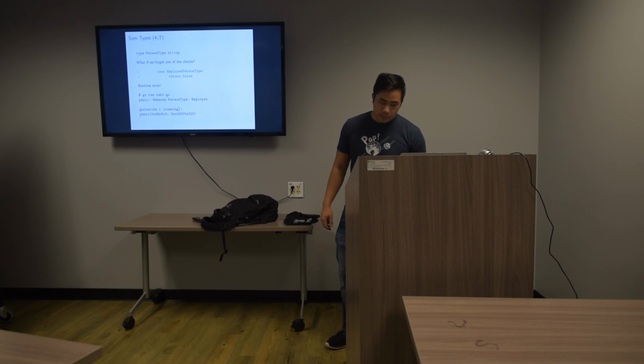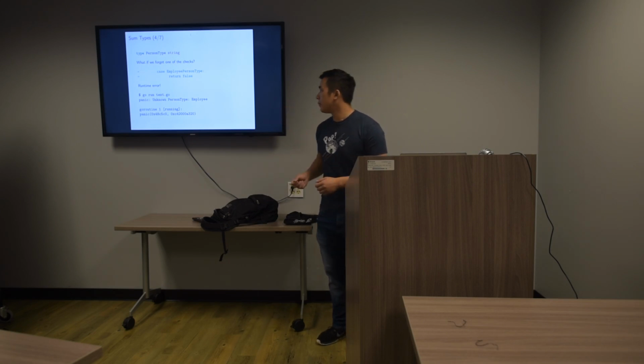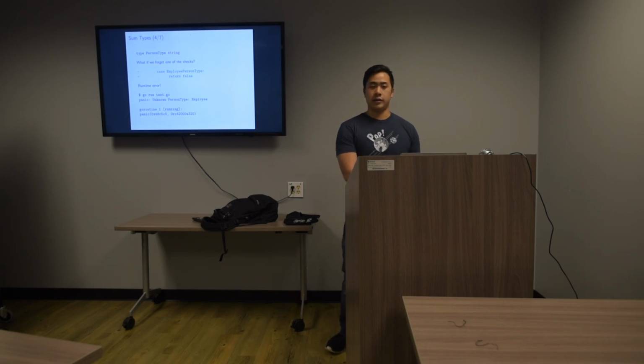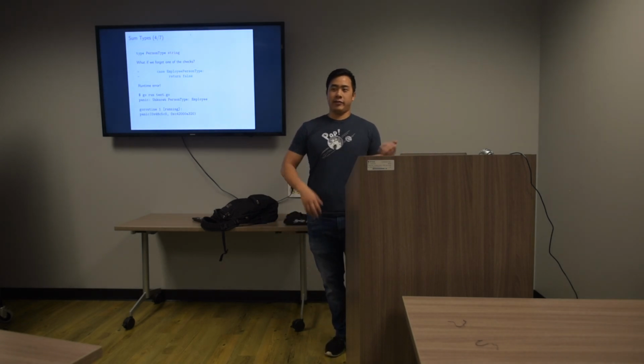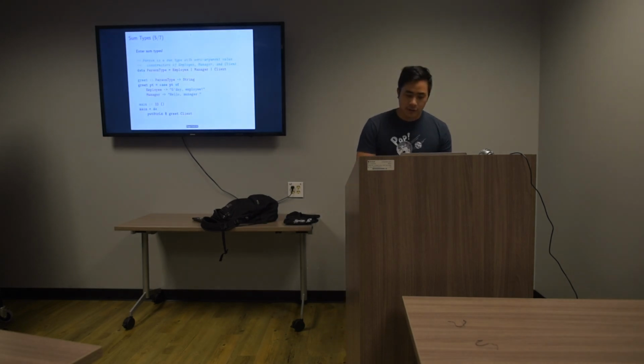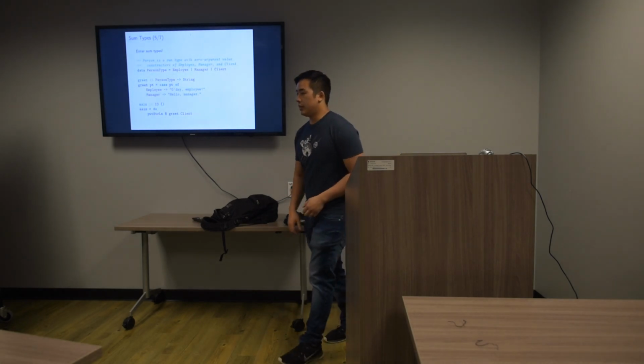So what happens if we forget one of the types, right? Well, it's just going to be unknown person type employee, right? Because we just forgot to implement this case. This happens to programmers all the time, just a slip. And oh, we didn't handle that case, and now everyone has their data or something. So enter sum types in Haskell.